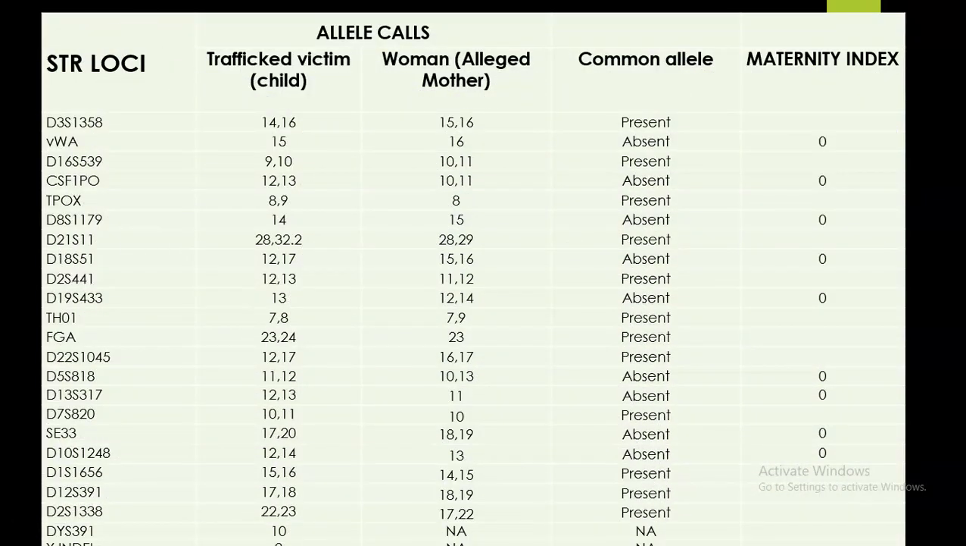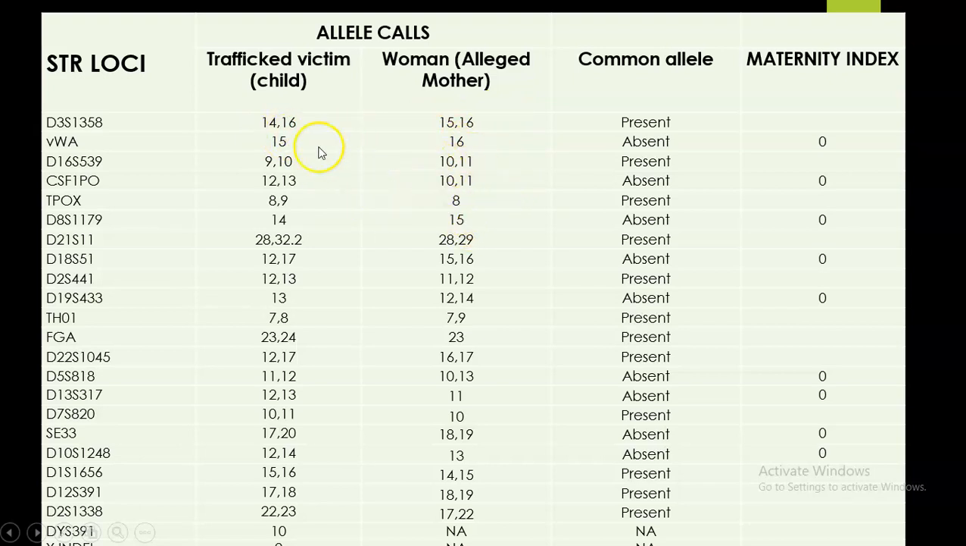So this is the result, or the report, in table form. These are the STR loci. The first column is the DNA profile from the traffic victim, in this case the child. The second column contains the DNA profile of the alleged woman. Then over here, the scientists try to look at whether these two parties share a common allele at the various loci.